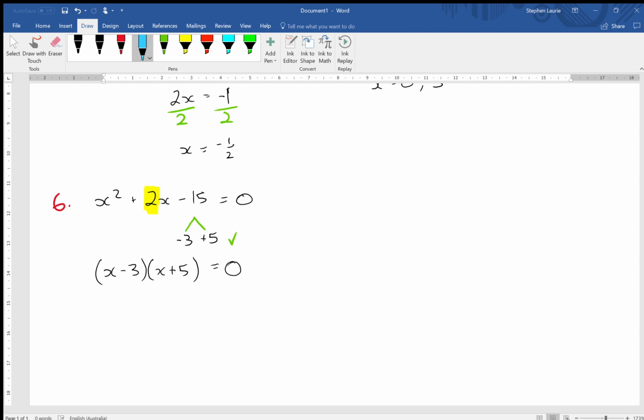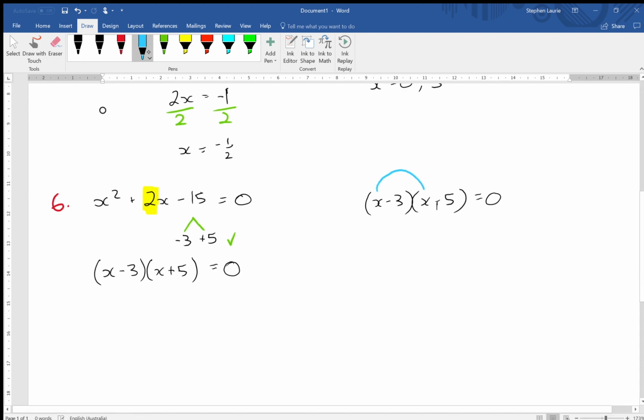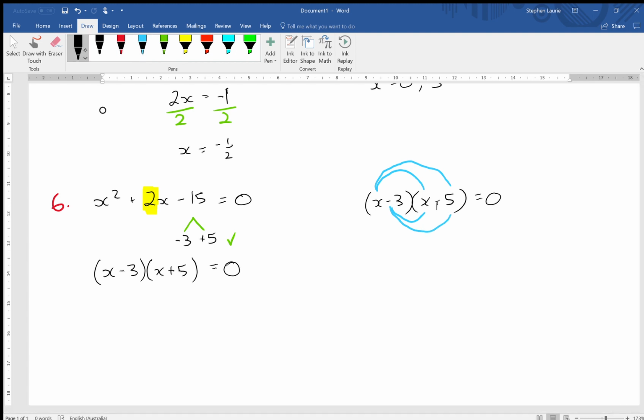And if you're not sure why that is, what we might do just off to the side is expand that back out and have a look at why that works. Okay, so we're just going to do a FOIL: first term, outer, inner, and last. So a quick FOIL. Let's see what we get.